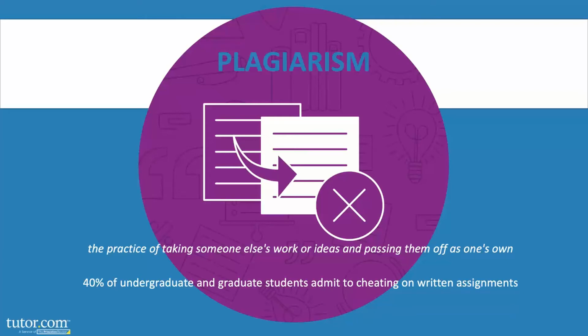40% of undergrad and grad students admit to cheating on written assignments. That can mean that they don't cite something properly, or it can mean what I discovered recently in one of my classes: my student submitted their paper through Tutor.com, and the paper was an exact copy of a paper from another student who submitted it this semester before. Now, that's downright stupid if your instructor uses a plagiarism detection program like Turnitin. You'll never get away with that kind of blatant cheating.